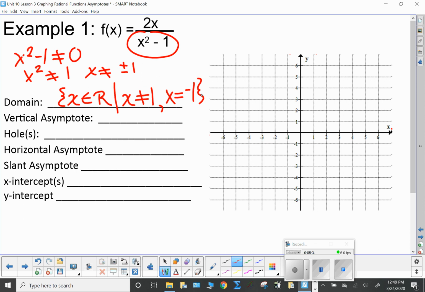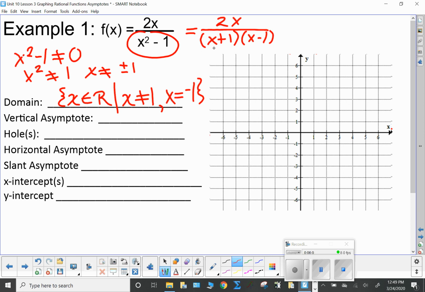Okay, so that's my domain. Now, for my vertical asymptote, I'm going to factor the numerator and factor the denominator. Numerator, nothing I can really do. In the denominator, I get x plus 1 and x minus 1.